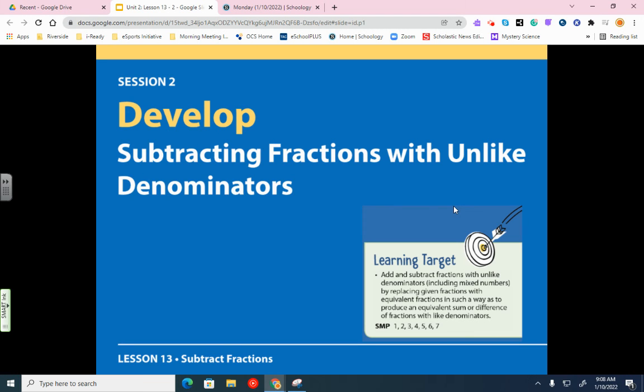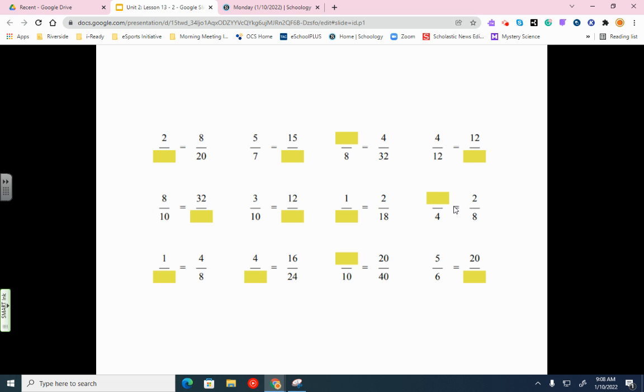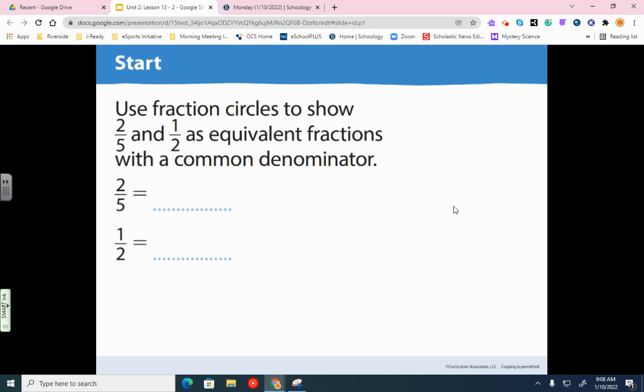All right, so we are continuing with subtracting fractions with unlike denominators, and we'll just jump right into it with our warm-up. If you're in class today, we went over some warm-ups with just finding equivalent fractions. We did that right before our lesson, so we'll skip past those to the actual lesson warm-up.